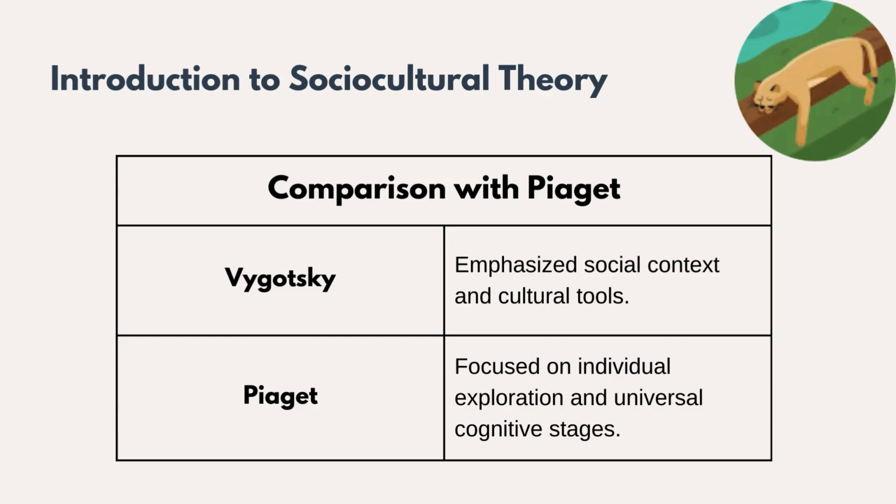Let's compare Vygotsky's sociocultural theory with Piaget's cognitive development theory, where Vygotsky emphasized the social context and the use of cultural tools in learning. Piaget focused on individual exploration and universal cognitive stages. This key difference highlights Vygotsky's belief that learning is fundamentally collaborative and depends on social interactions.